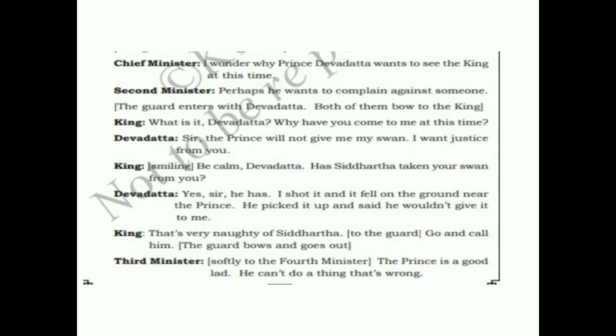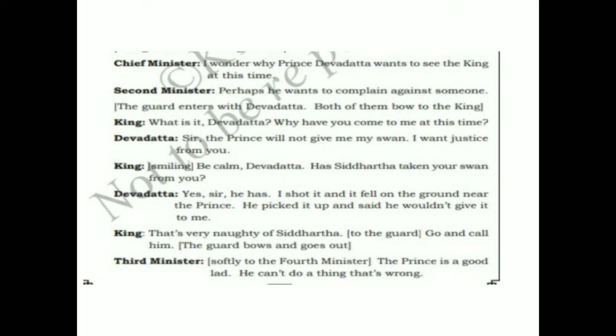Chief Minister: I wonder why Prince Devadatta wants to see the king at this time. Second minister: Perhaps he wants to complain against someone. Some complaint must be there.